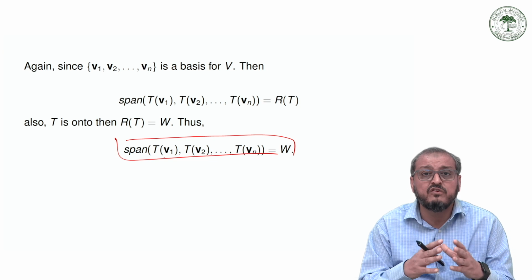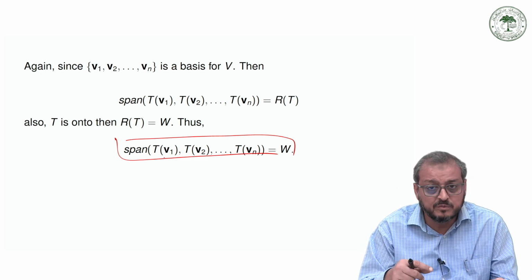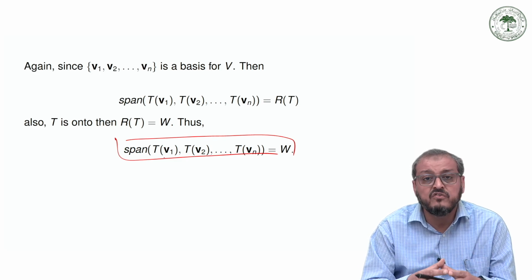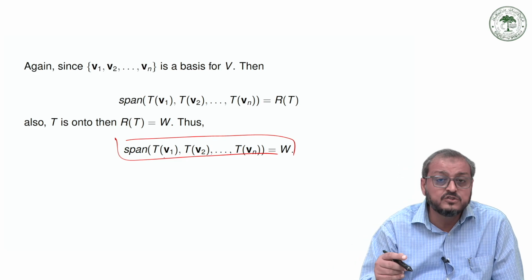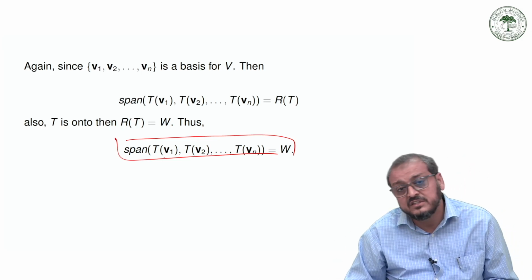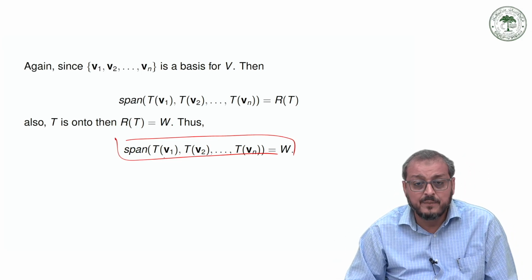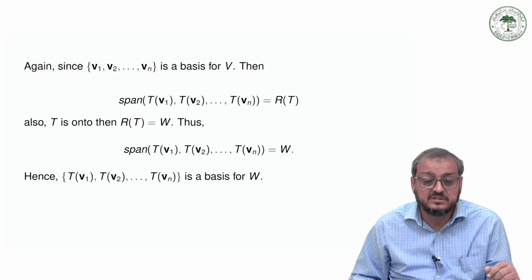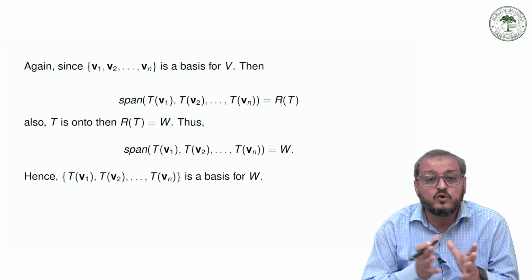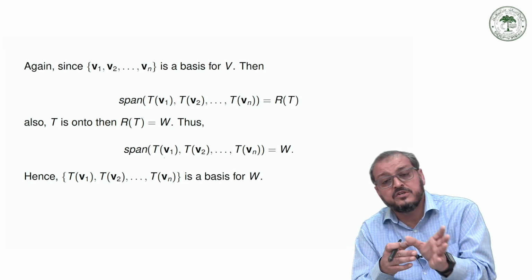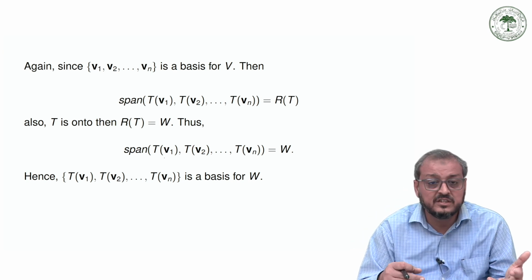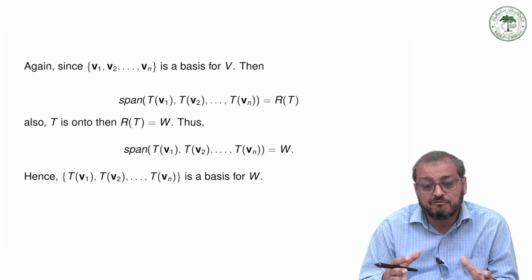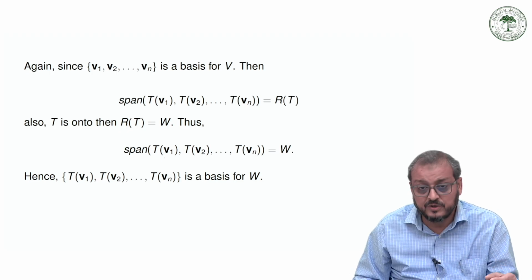So that clearly satisfies both conditions of a basis. If V1, V2, Vn is a basis and the linear transformation is one-one and onto, then clearly T of V1, T of V2, T of Vn is a basis for W. Okay, so this completes the proof of this result. Whenever we have a one-one and onto mapping, and V1, V2, up to Vn is a basis of vector space V, then the images T of V1, T of V2 up to T of Vn are also a basis of the other vector space W.